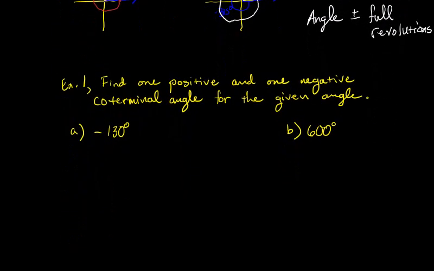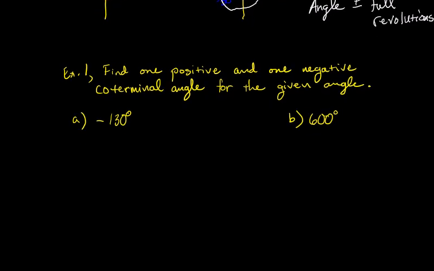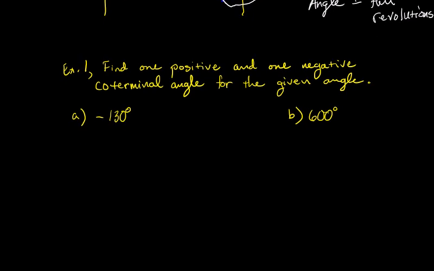Let's try a few and we'll call it a video. Find one positive and one negative coterminal angle for the given angle. Our given angle is negative 130. I'm going to draw it, not that you need to, but I'm just going to draw it. And so here's negative 130.